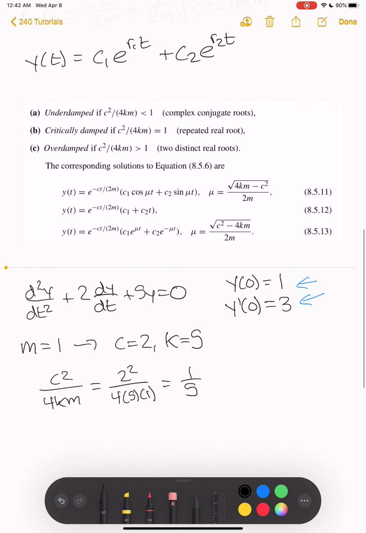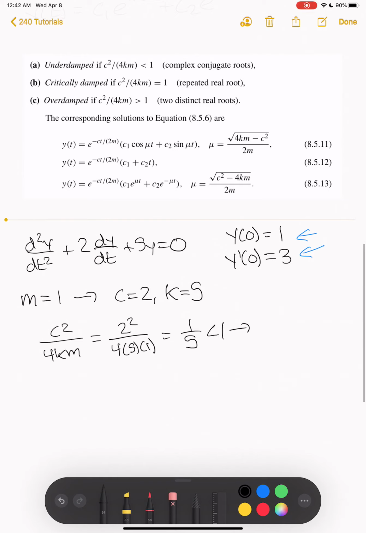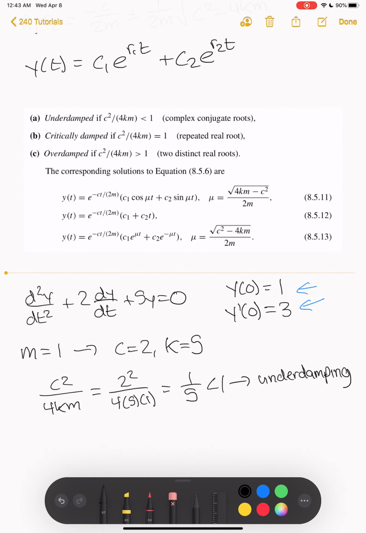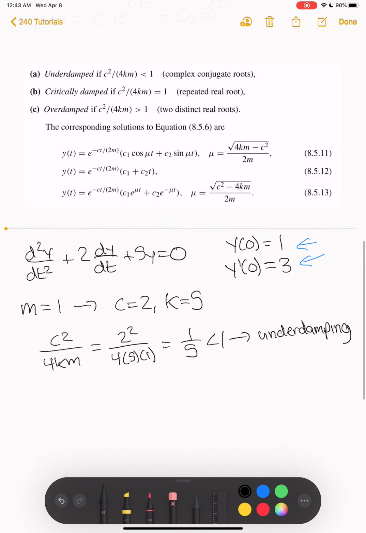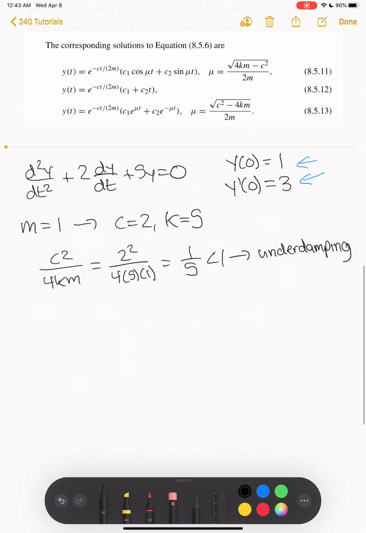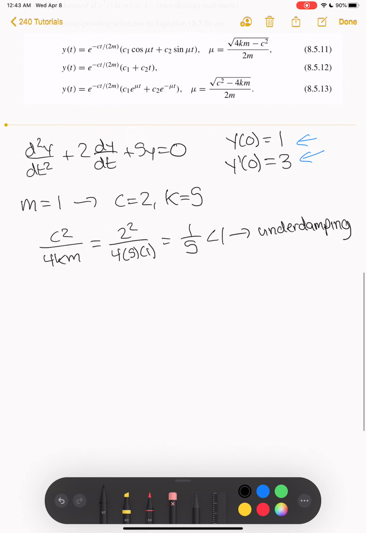So I go up to this little table that they gave me. I know a fifth is less than 1. So I have underdamping. That tells me exactly what my solutions are going to be. They're going to be complex conjugate roots. And that tells me exactly what my solution will look like. I chose kind of a complicated problem here as an example, but I think that might be okay.